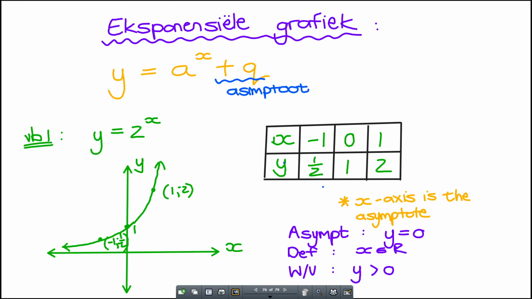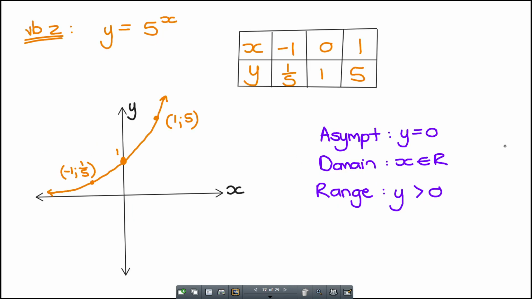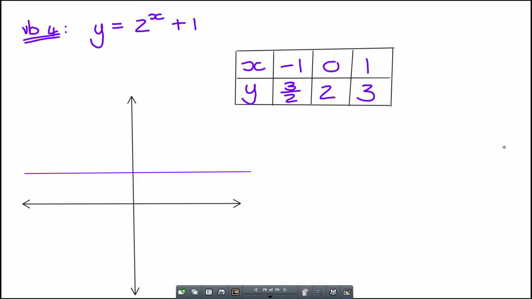voorbeeld 1. Kyk gou hier, it was a half. Now it's 1.5. It was 1, now it's 2. It was 2, so now it's 3. So alles het net enetjie opgeskuif, nee. Goed. Right. Now look at my graph.